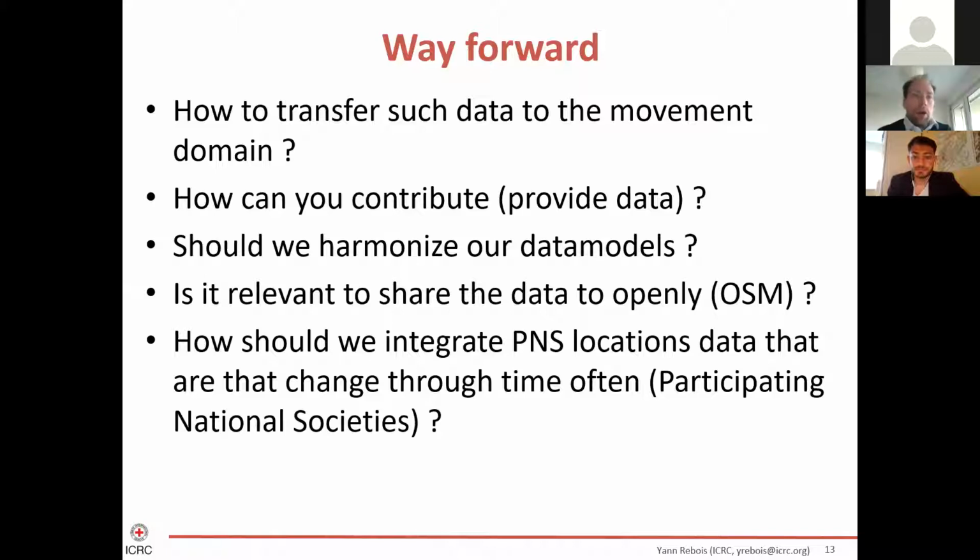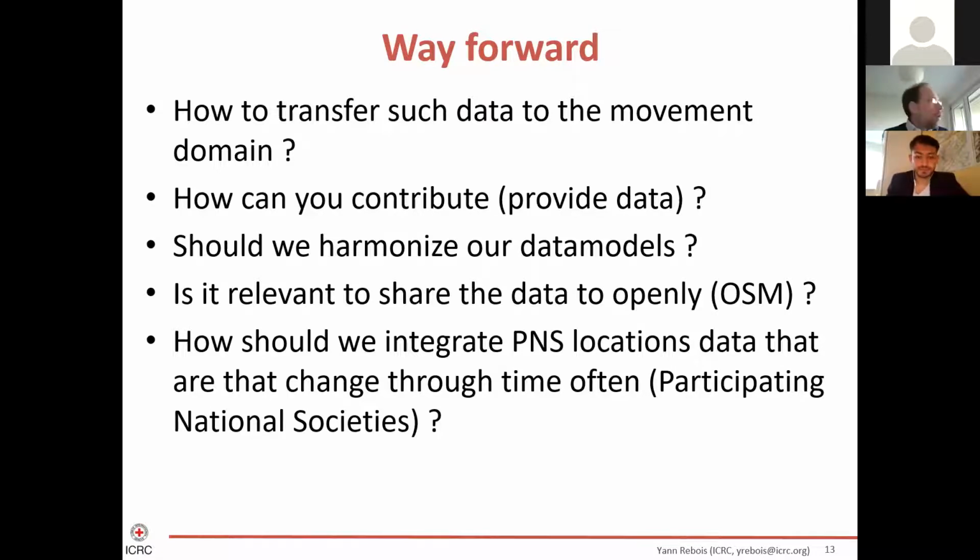And one of the key questions is as well the integration of the participating national societies. So typically, let's say you have a Swedish Red Cross that is working in South Sudan. So how should we map them? How should we map the infrastructure? Because this is something that is much more volatile.